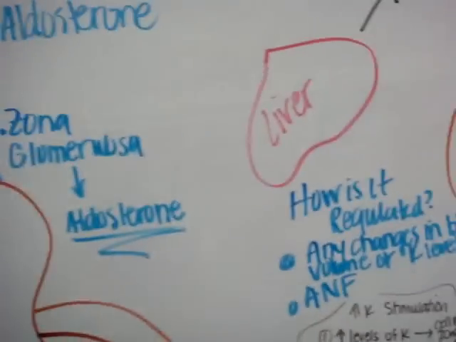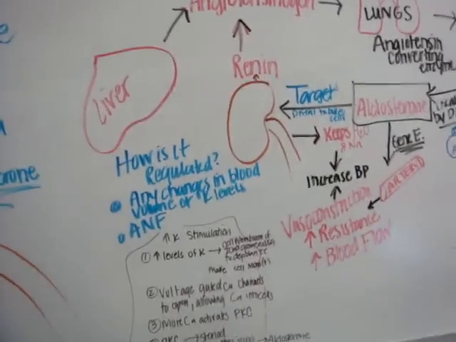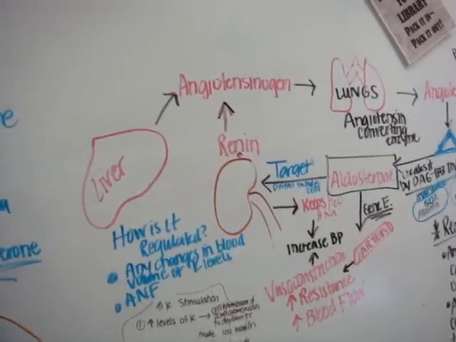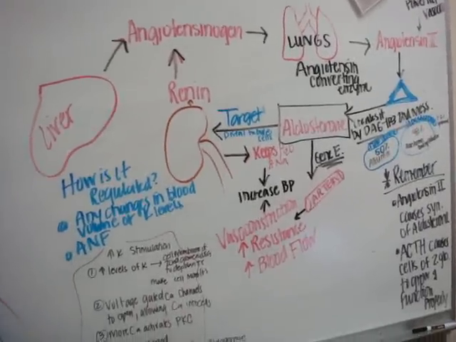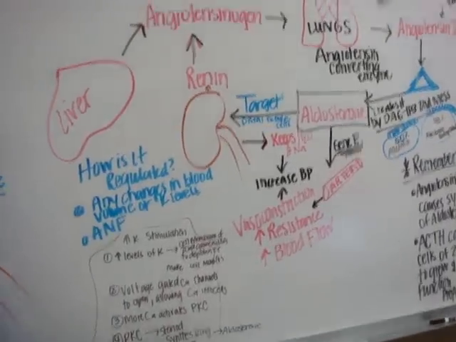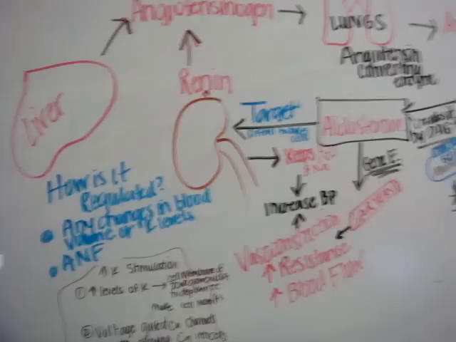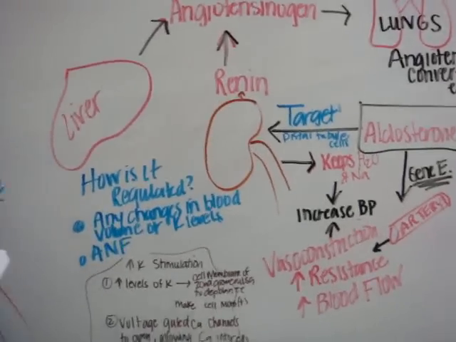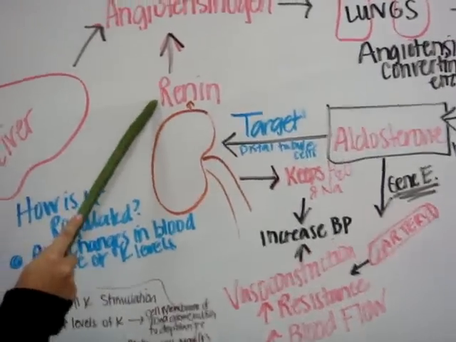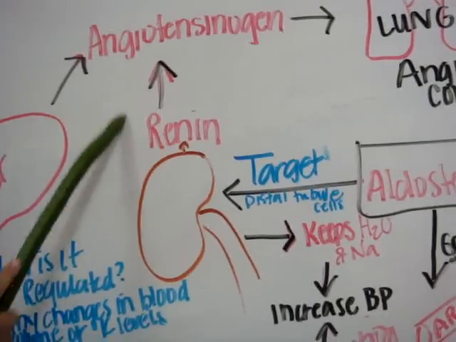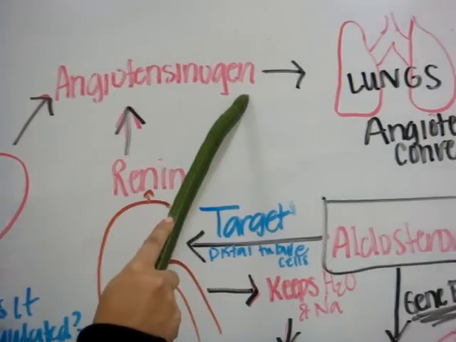So next we're going to be talking about exactly how aldosterone is made. We're going to go through the renin-angiotensin stimulation of aldosterone production. Whenever there are low levels of sodium and high levels of potassium, the kidneys produce renin. And renin combines with angiotensinogen, which is produced by the liver.